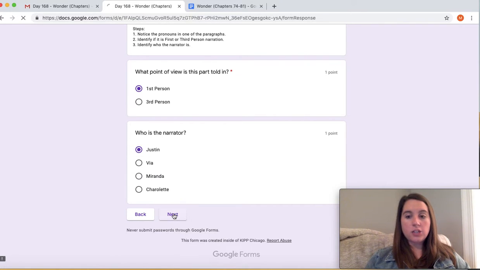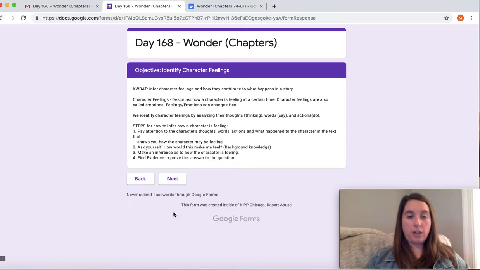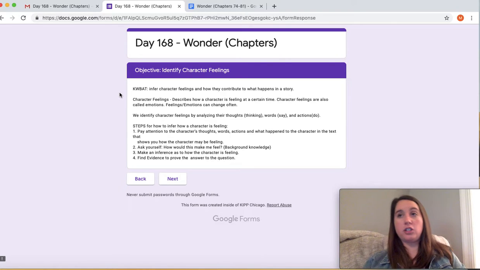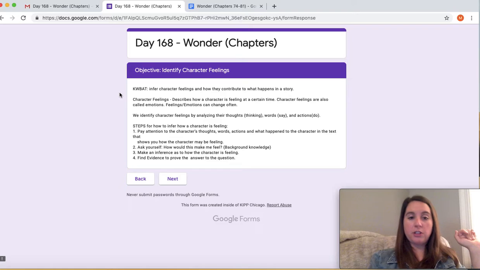All right, so now we're going to talk about our next objective. We're going to be working on character feelings. Remember, character feelings are how the character feels at a certain time. So their feelings can change. They can be happy in part of the chapter, mad in part of the chapter, frustrated in another part of the chapter. Just like our feelings, characters' feelings change often. And we identify them by looking at their thoughts, words, and actions.